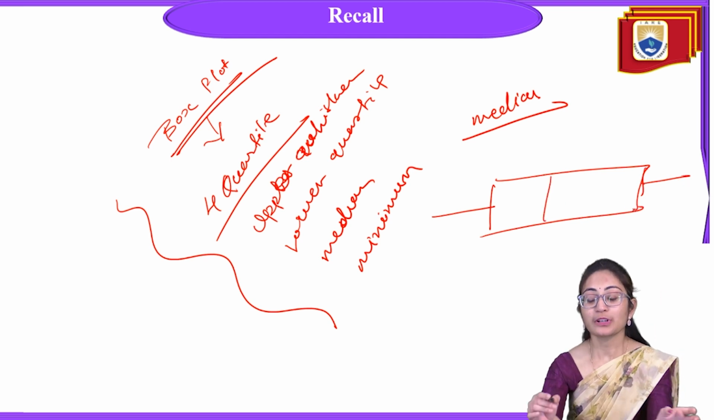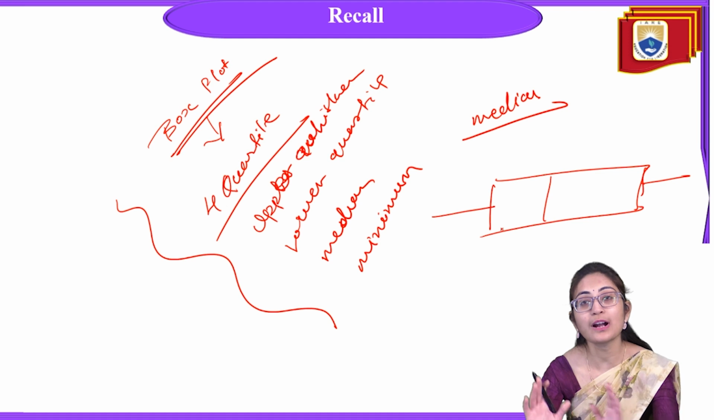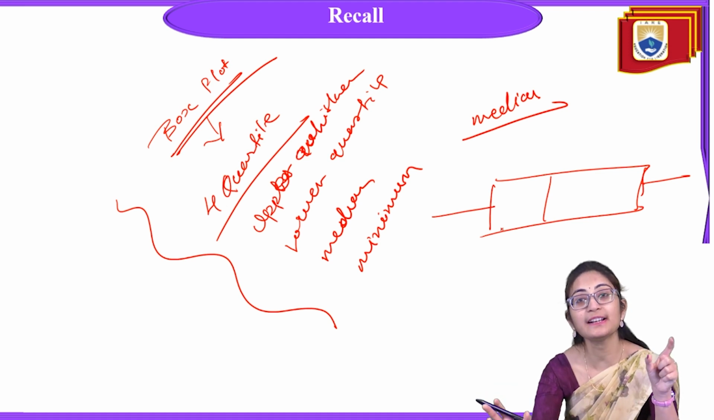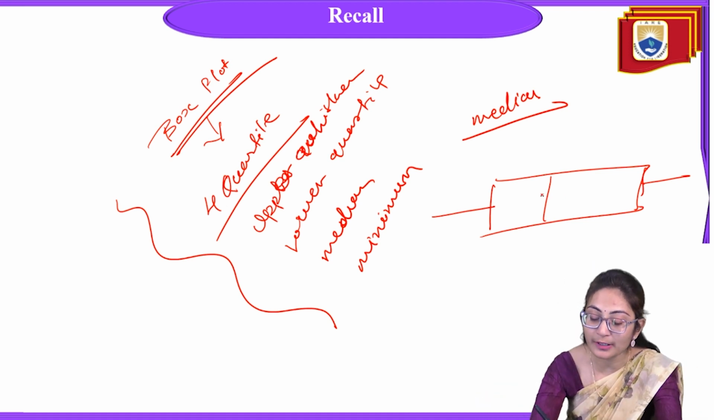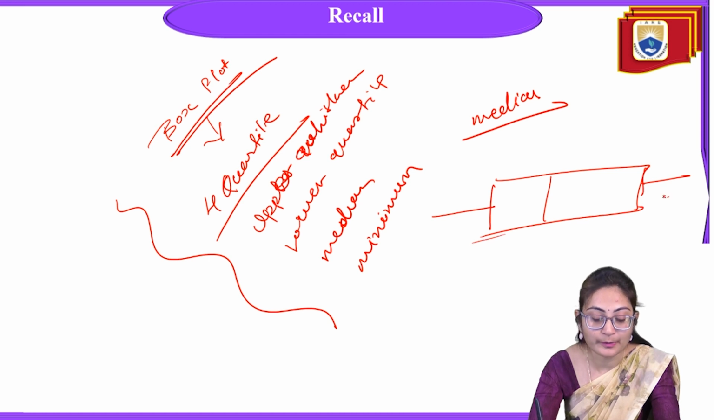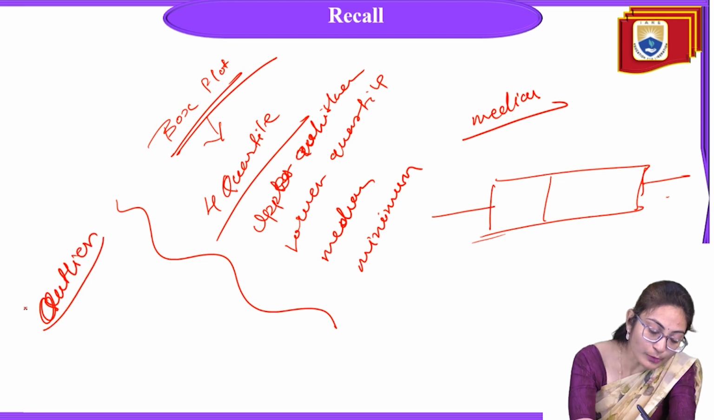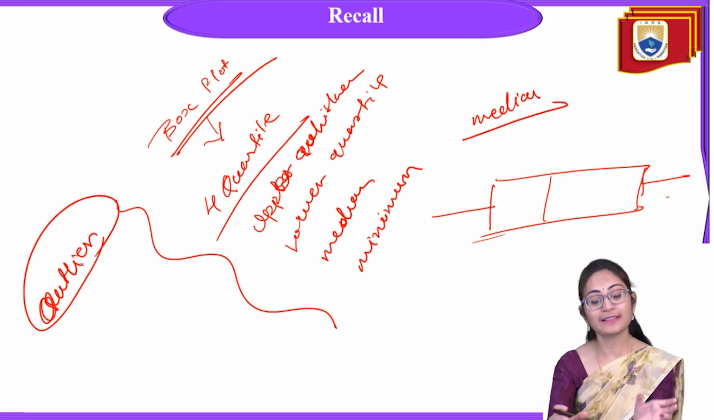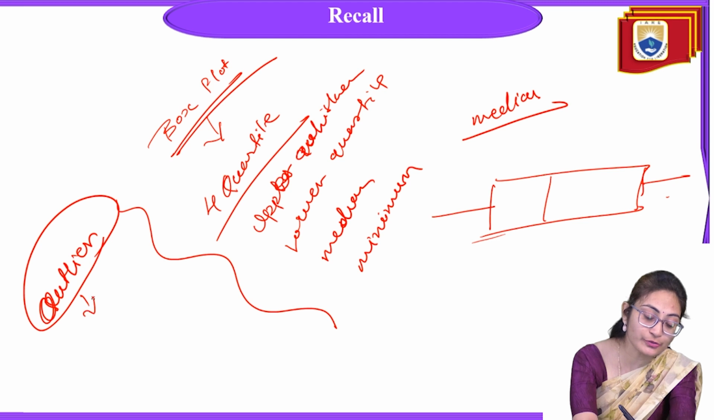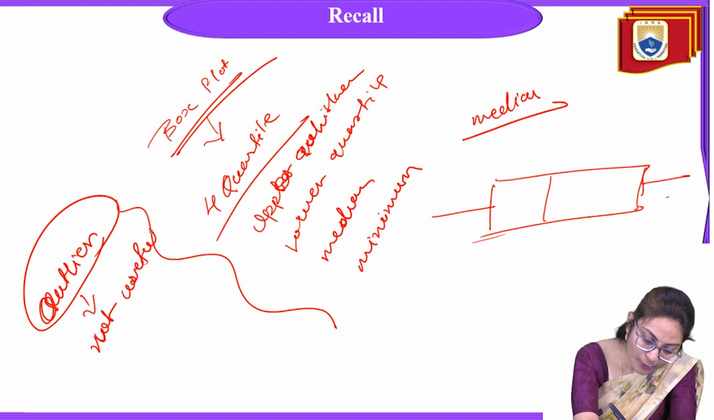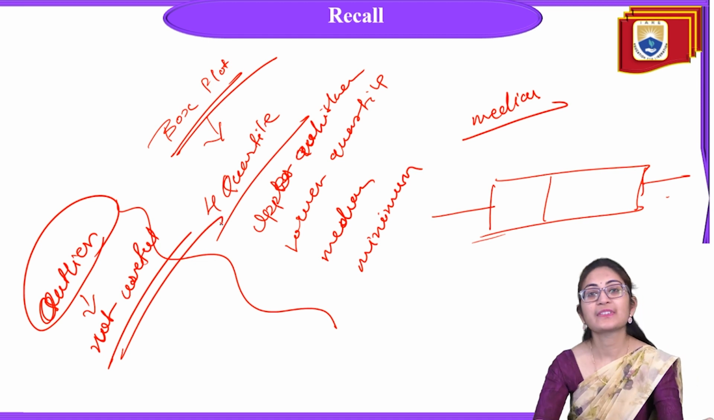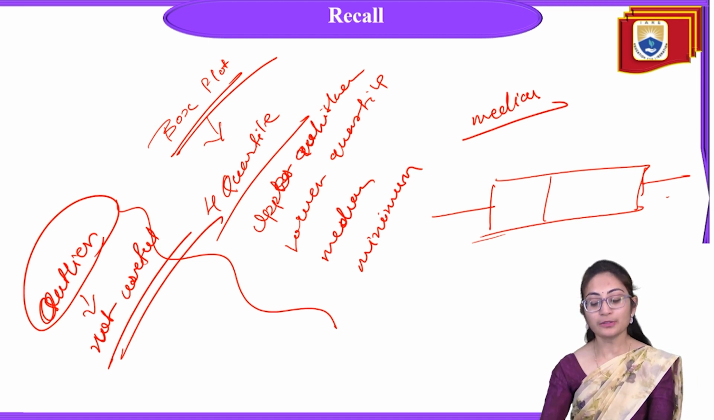This is your box plot. Here you are finding out the median, and on that median you are drawing this box plot. Again, this box plot can contain some outliers also. An outlier means that data is not so useful, so we can avoid that data. So this is all about the box plot.